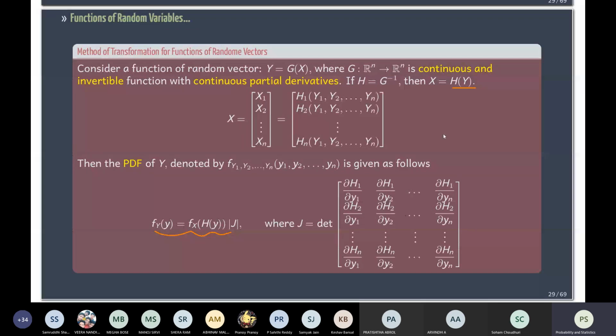Once again, the main thing is to be able to find the inverse function. Once you can, the rest is just technical: find these partial derivatives, make a matrix, take the determinant, and plug that value in here. Since you are able to find the inverse, you can find the individual components and replace those here. So solve for X and then put those values here. That's it. So the method of transformation for the random vector case also follows without too much difficulty.